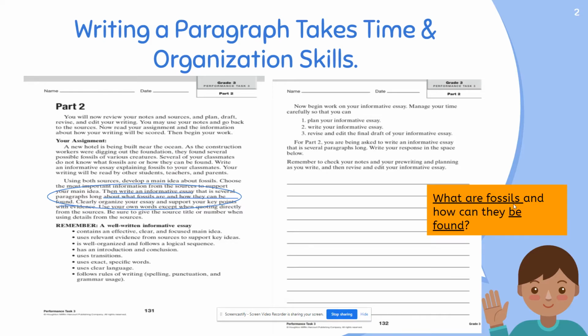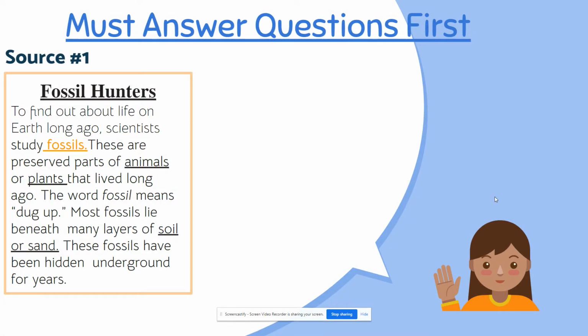And I would like you to focus again. Remember, we have read source number 1 and source number 2. We'll start with source number 1, which is from a magazine article titled Fossil Hunters. That's the topic. Now let's read the topic sentence and details and the conclusion.